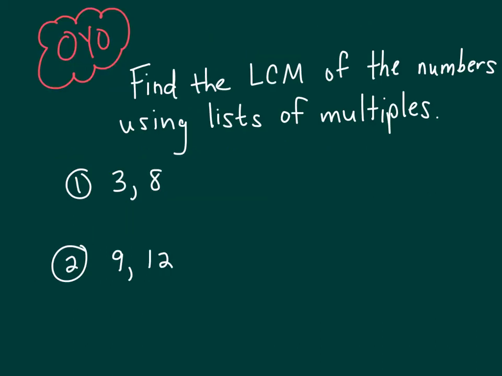For this on your own, find the least common multiple of the numbers, again making sure that you use lists of multiples.